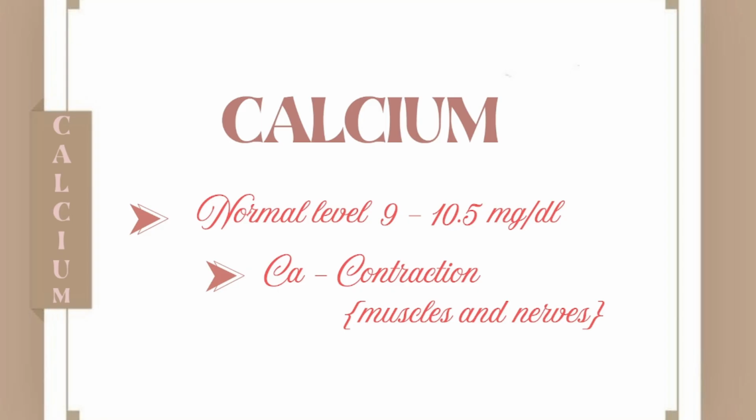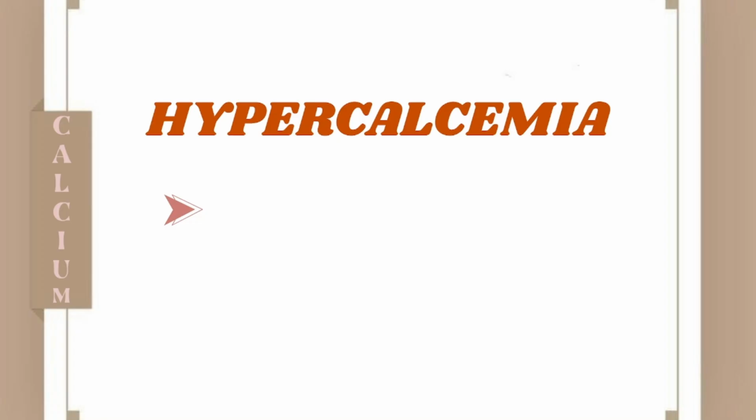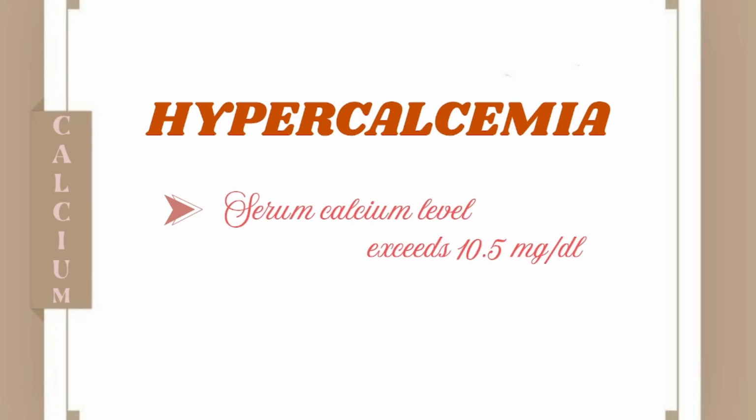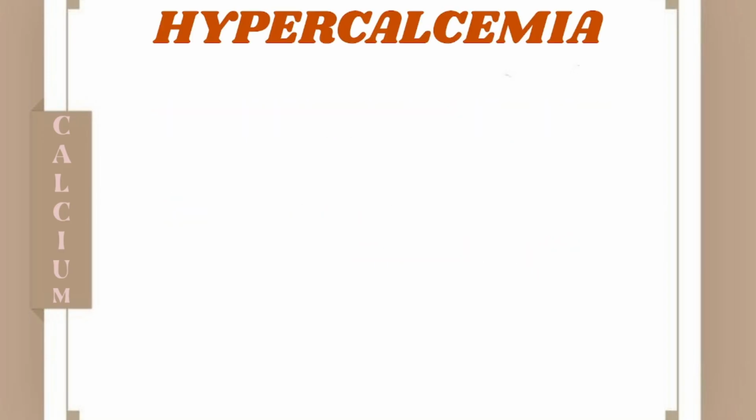Let's discuss hypercalcemia. Hypercalcemia is a condition in which the serum calcium level exceeds 10.5 mg per deciliter, which means the calcium level is more than its normal value, that is, more than 10.5 mg per deciliter.